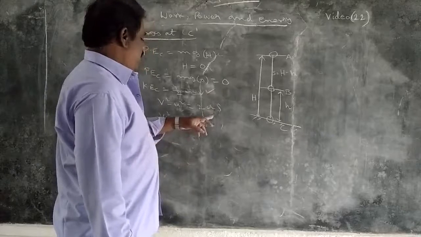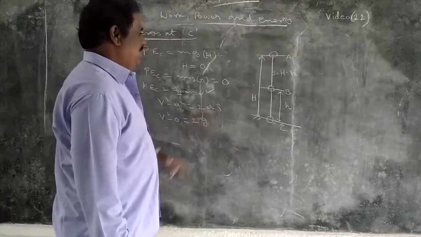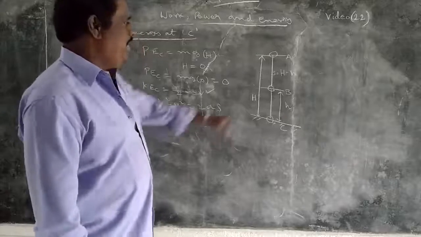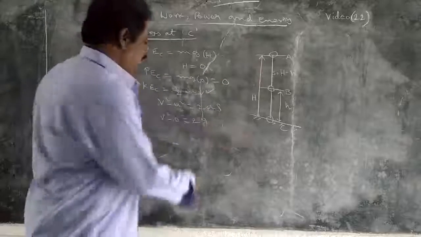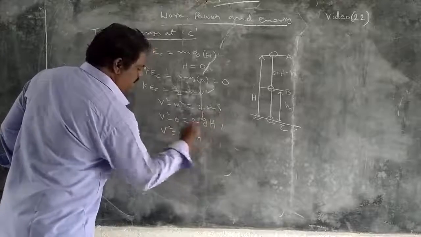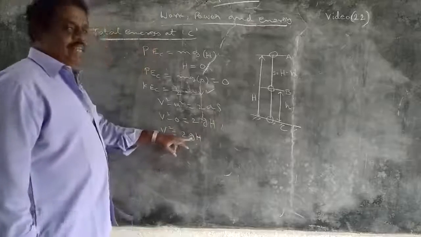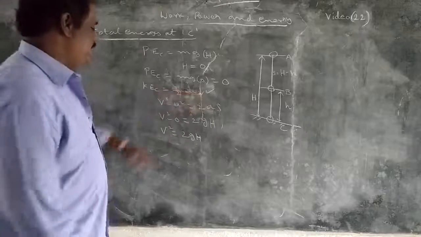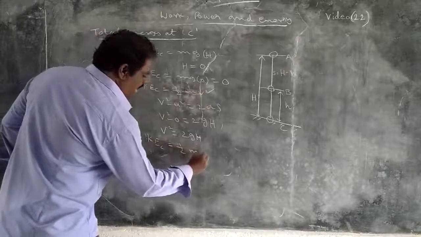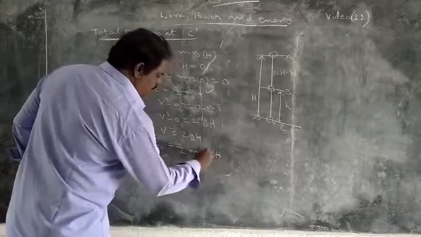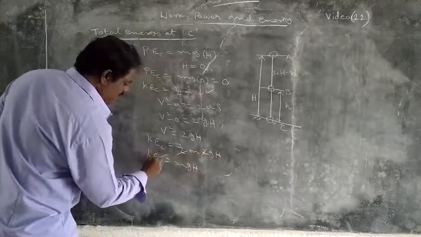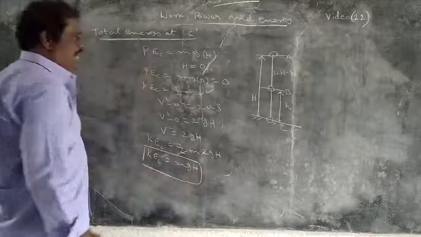Here s means distance traveled. So total distance traveled from A to C is equal to h. Therefore v square is equal to 2gh. Substitute the v square value in the kinetic energy equation. Therefore kinetic energy at C is equal to half m into 2gh. The 2 cancels, and it becomes mgh. So kinetic energy at C is equal to mgh.